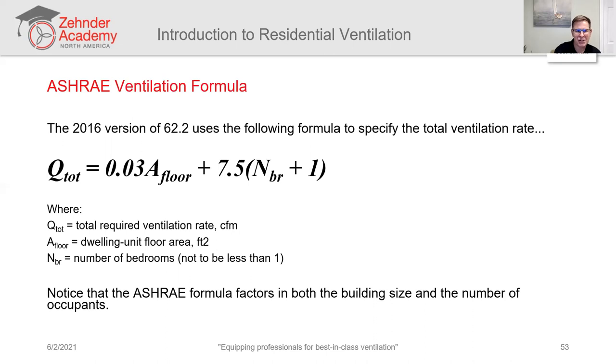So in 2016, ASHRAE said, hey, we need to bump up the standard ventilation rate for houses. So let's use that multiplier times the square footage. Let's make that three times as high. So they went from 0.01 to 0.03 times the square footage. All right, now that's to determine the overall ventilation rate for a house.